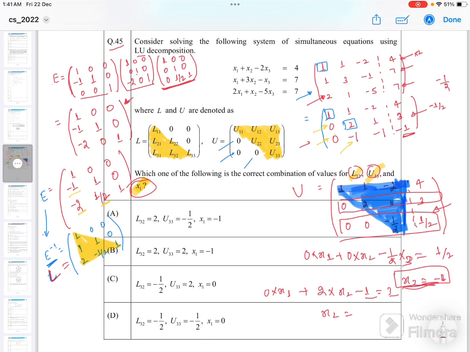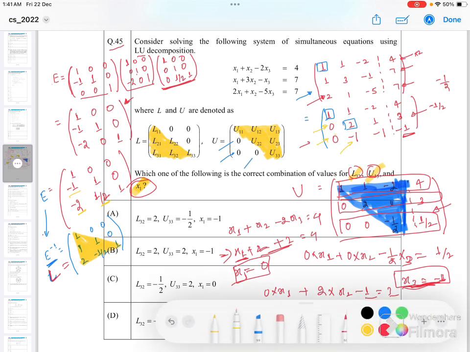So x2 will be 3 plus 1 is 4, and 2. So x2 is 2. Now let's find this using this row. You can find the x1. So here we will have x1 plus x2 minus 2x3 is equal to 4. You can put x2 is 2, this one, right? And x3 will be plus 2, that is 4. So from here what you can get is x1 is equal to 0.